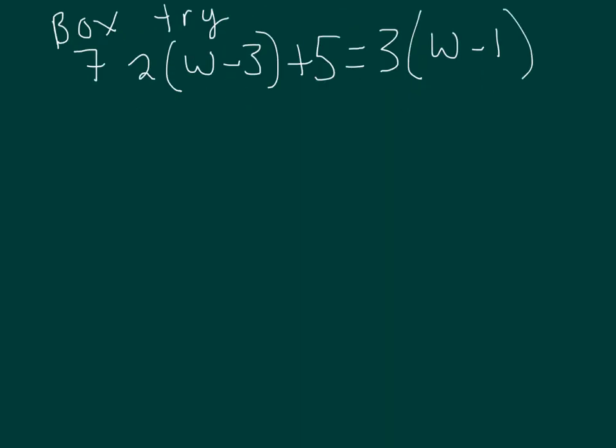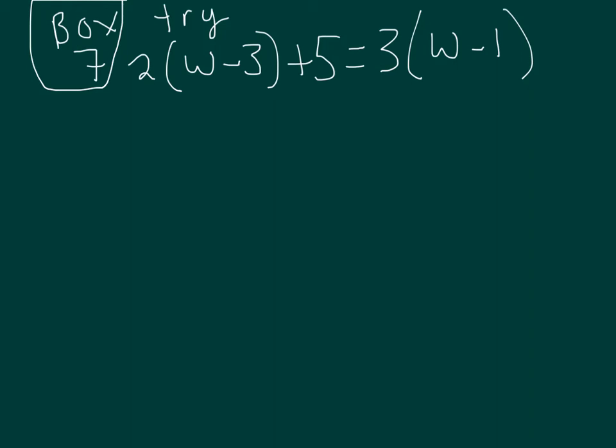Alright, this one I want you to try on your own. This is for box 7. It's 2 times the difference of w and 3 plus 5 equals 3 times the difference of w and 1. So give this a try, pause it, copy it down. It should ask you for an answer choice.